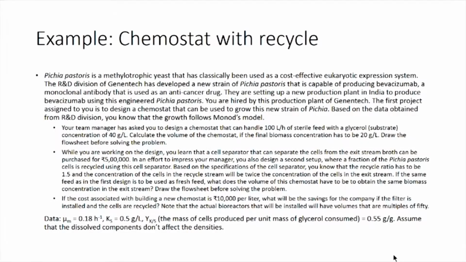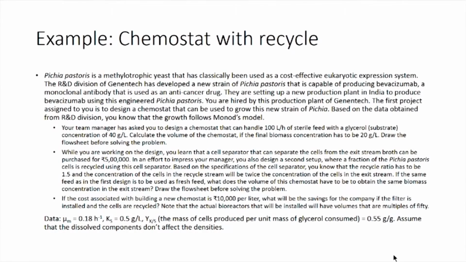Pichia pastoris is a methylotrophic yeast that has classically been used as a cost effective eukaryotic expression system. The R&D division of Genentech has developed a new strain of Pichia pastoris that has the capability of producing bevacizumab, a monoclonal antibody that is used as an anti-cancer drug. They are setting up a new production plant in India to produce this drug using the engineered Pichia pastoris. You are hired by this production plant of Genentech.